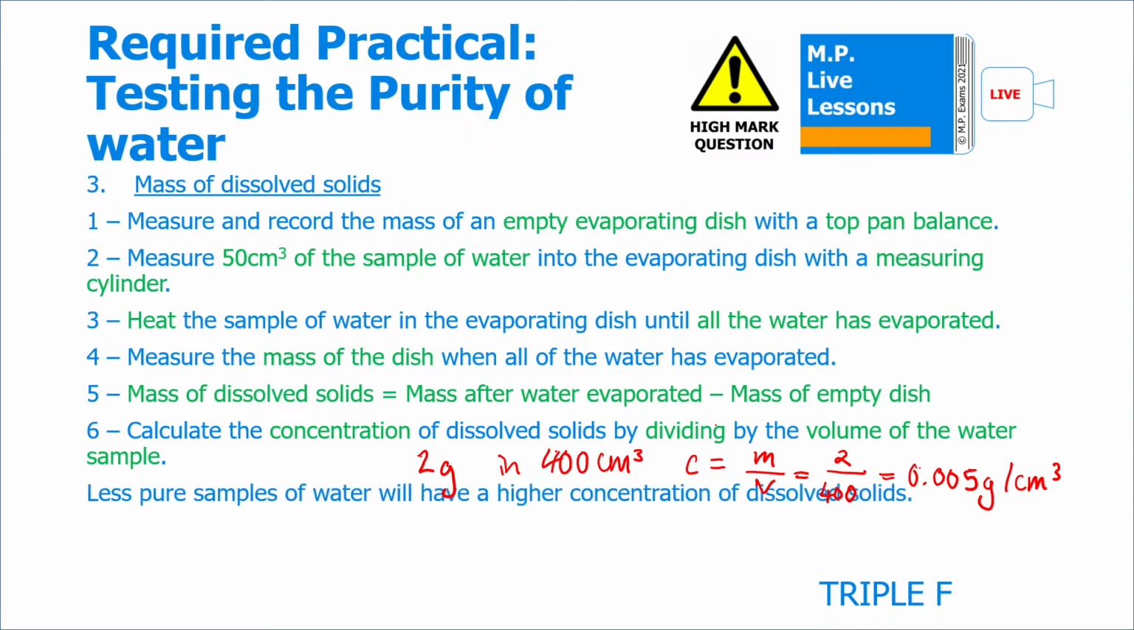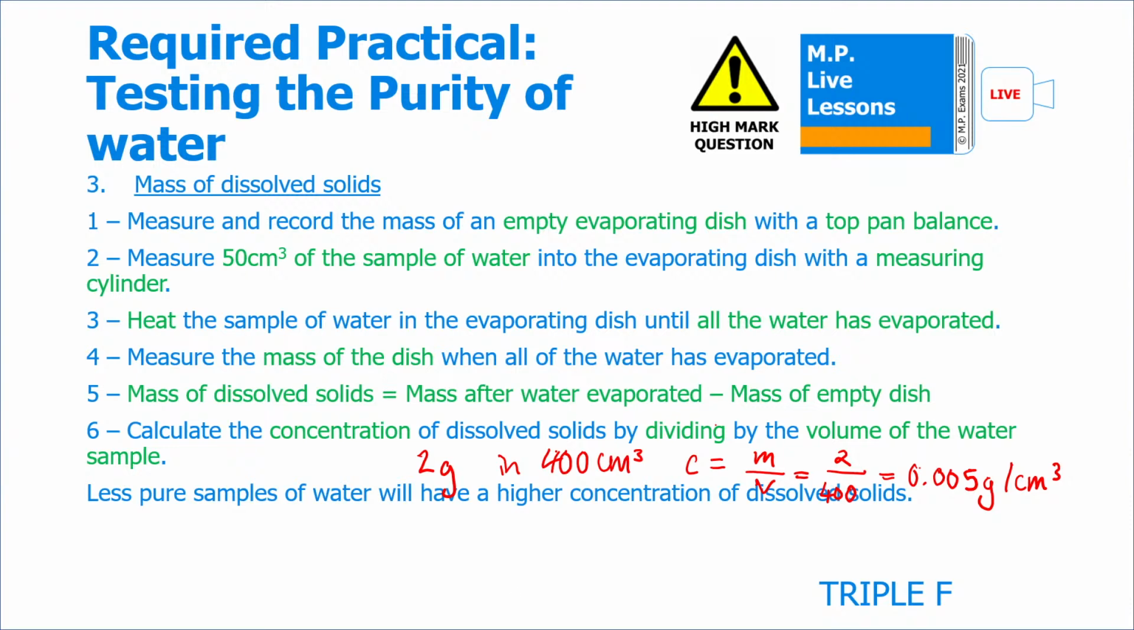Now, less pure samples of water will have a higher concentration of dissolved solids. So if you're testing multiple samples of water, you could find the concentration of dissolved solids in each, and then you can place them in descending order. That gives you the least to highest purity of each sample.